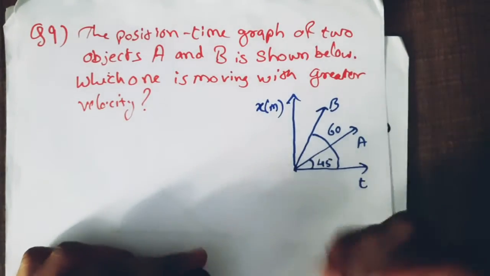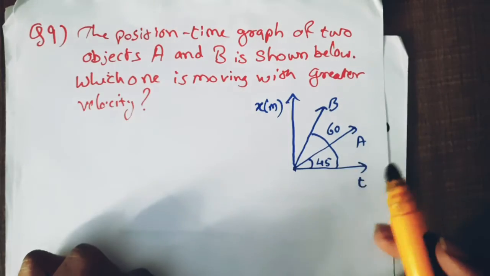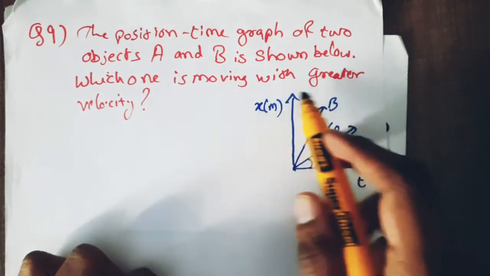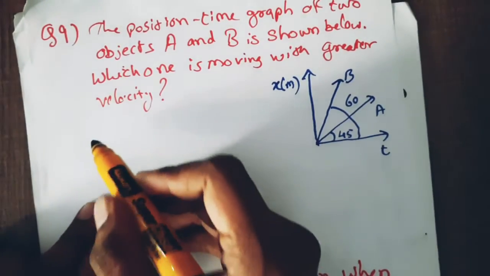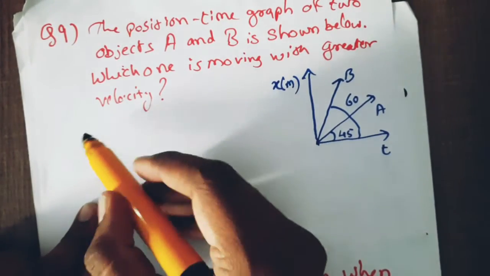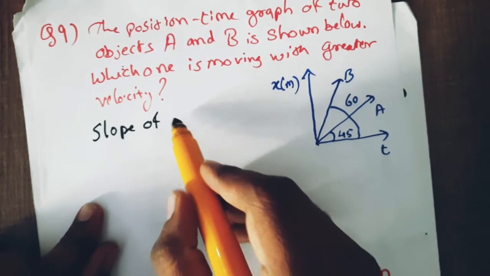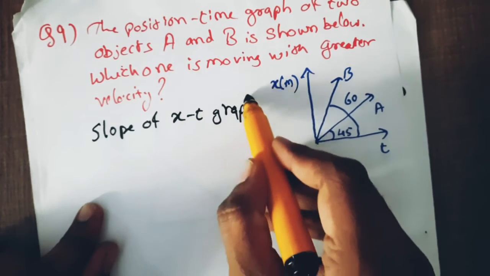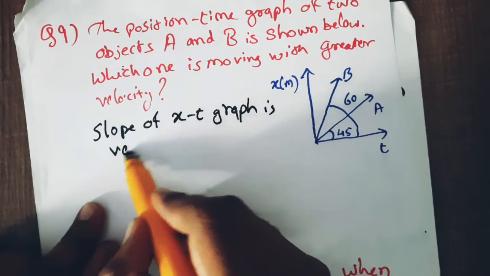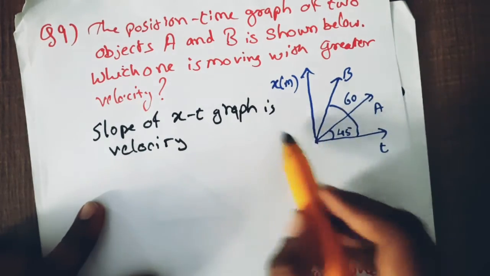Question number 9. The position time graph of two objects A and B is shown below. So this is the graph given. Which one is moving with greater velocity? It's a very simple question. You should know one concept. What is the concept? The slope of xt graph is velocity. This is the concept that you should know to solve this question.